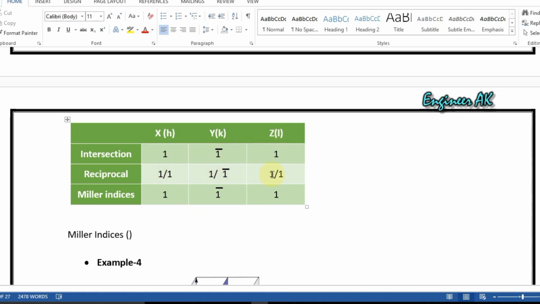So here at the x-axis it was 1, at the y-axis it was -1, or you can put a bar on it, and on the z-axis it was 1. Then take the reciprocal of it, and it will give 1, -1 and 1. So its Miller indices will be 1, 1 bar, 1, with a bar on the second one. This is the Miller indices of that plane.